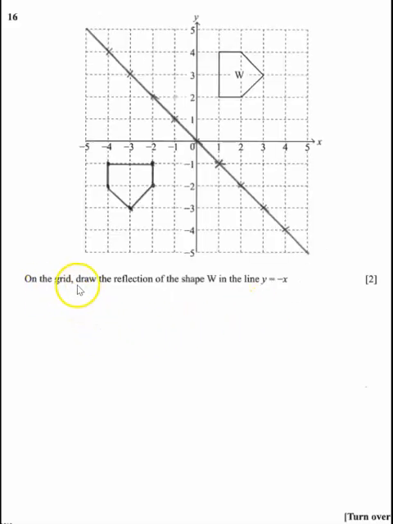So question 16 says, on the grid, draw a reflection of the shape W in the line y equals -x. For the line y equals x, it would be a positive gradient all through (1, 1), (2, 2), (3, 3), (4, 4). When it's y equals -x, it's going in the opposite direction. It's a negative gradient, and you can see it there. It's going (-1, 1), (-2, 2), (-3, 3). So that's what you would have as y equals -x. It has to go through the origin, or (0, 0).